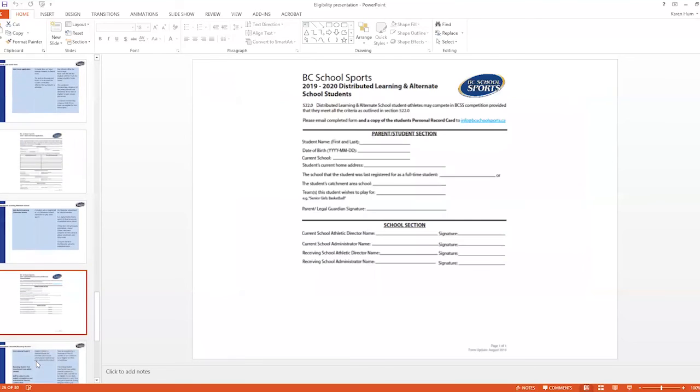Does anybody have any questions? There's a look at the form. Does anybody have any questions with regards to the distributed learning or alternate school form?